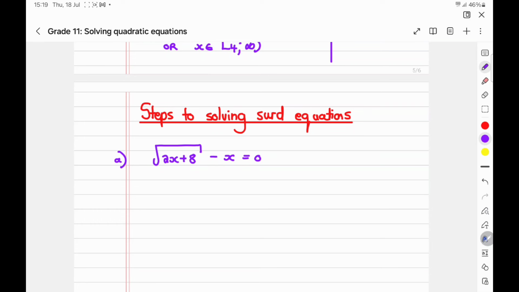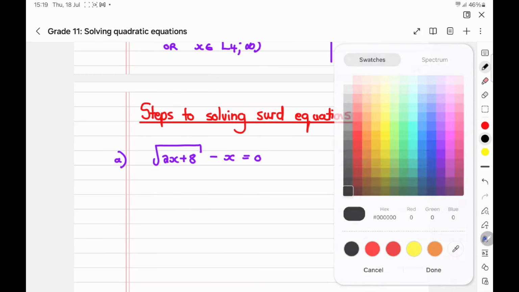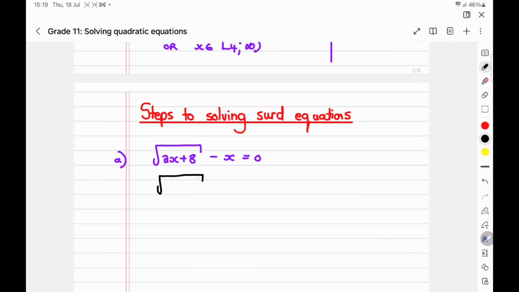Okay, people, let's quickly look at steps to solving surd equations. Very, very important. You need to get your surd alone, by itself, on the one side, nobody else next to it. So this minus x is going to go to the other side, is equal to x. And now you can say, all right, I'm going to square both sides to get rid of that square root. So please, only once you've got it alone, you can do this. Okay, and then we'll be left with 2x plus 8 is equal to x squared.